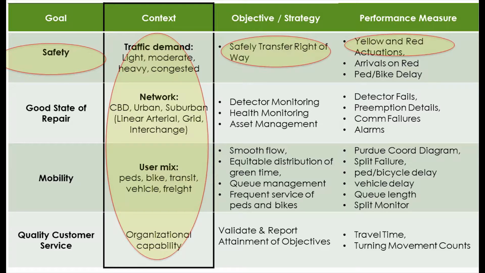Whatever the traffic demand is, it doesn't matter where you are on the network, whether it's the central business district, urban, suburban, linear, or a freeway interchange, and it doesn't matter what the user mix is or the organization's capability. This objective applies to all traffic signals. And of course, this is related to a goal of safety. So when we start talking about adoption, adoption is how you use the measure, and using the measure needs to connect back to objective, context, and goal.